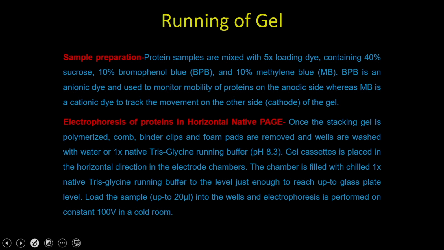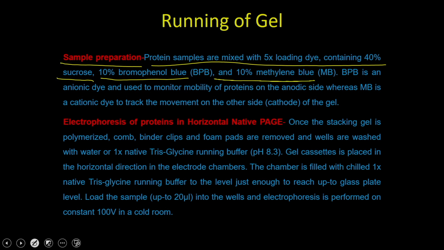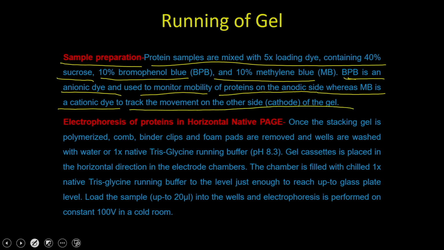Now, running of the gel. The sample preparation: the protein samples are mixed with the 5x loading dye containing 40% sucrose, 10% bromophenol blue and 10% methylene blue. Bromophenol blue is an anionic dye and is used to monitor the mobility of the protein on the anodic side, whereas the methylene blue is a cationic dye to track the movement on the other side.